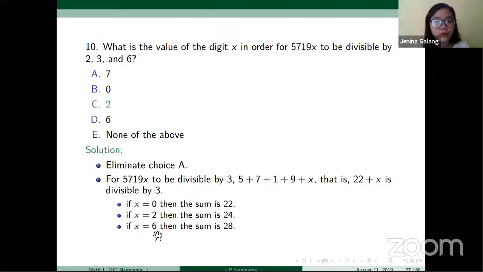And unahin natin yung x equals 6. Yung sum is 22 plus 6, which is 28. And yung 28 is not divisible by 3. So, eliminate din natin yung 6. And yung natitira nating choice is 2. If x equals 2, then the sum is 24. And yung 24 is divisible by 3. So, yung sagot natin here is letter C.